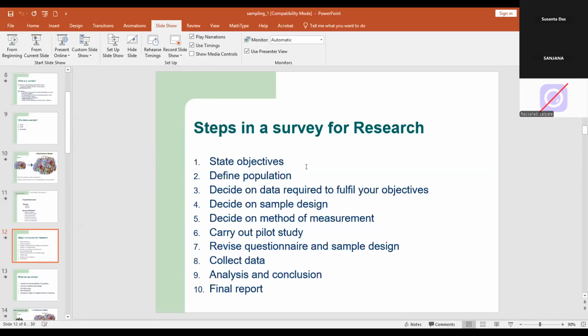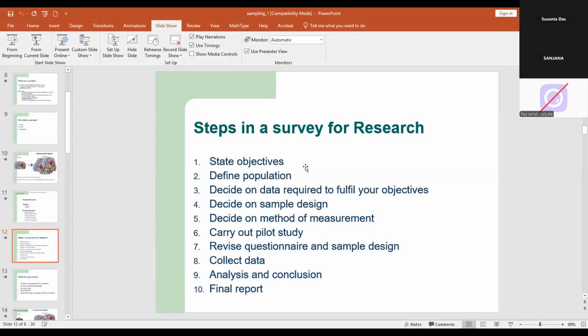Then random samples, or simple random sample. What is a random sample? A random sample is a sample chosen so that every item in the population has a chance of selection into the sample. Every sample has an equal chance of being selected.